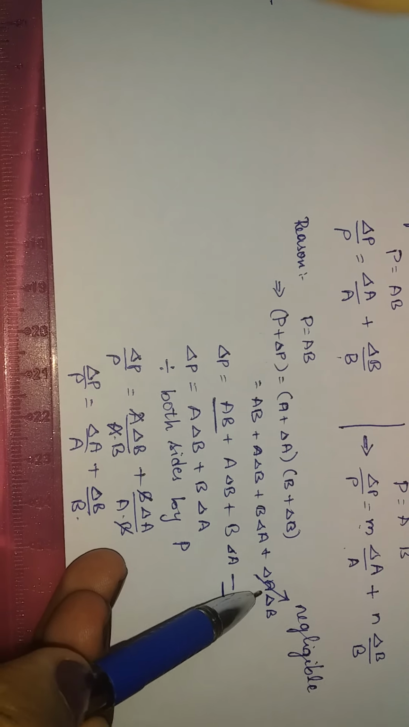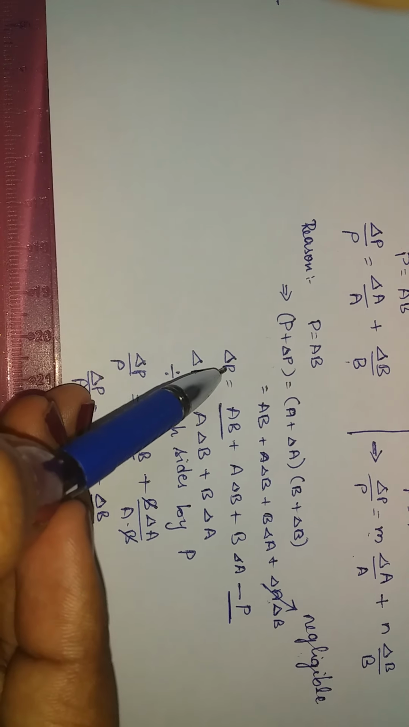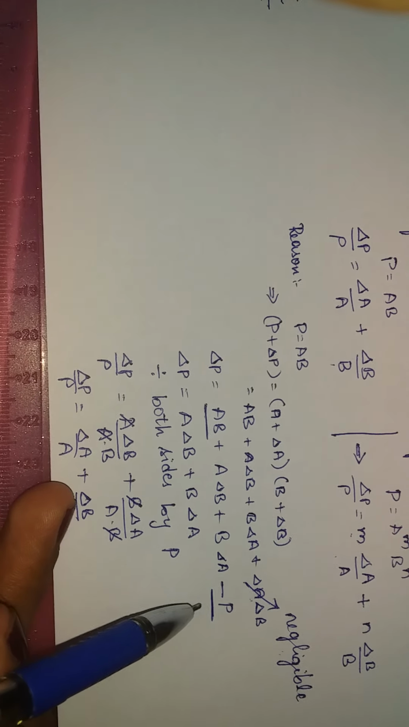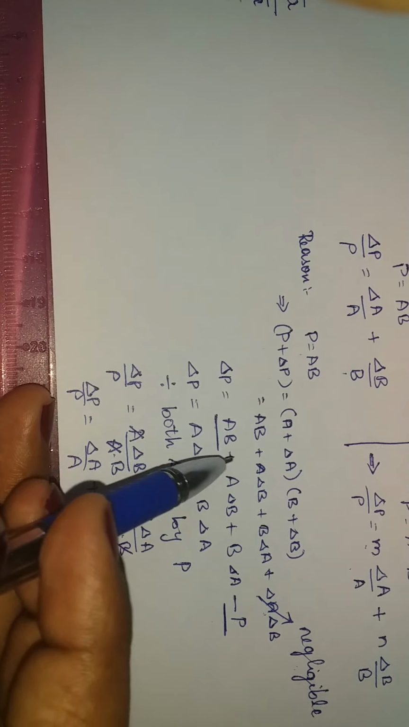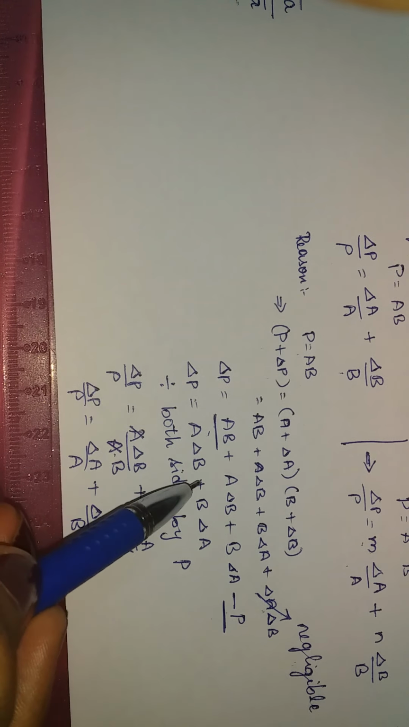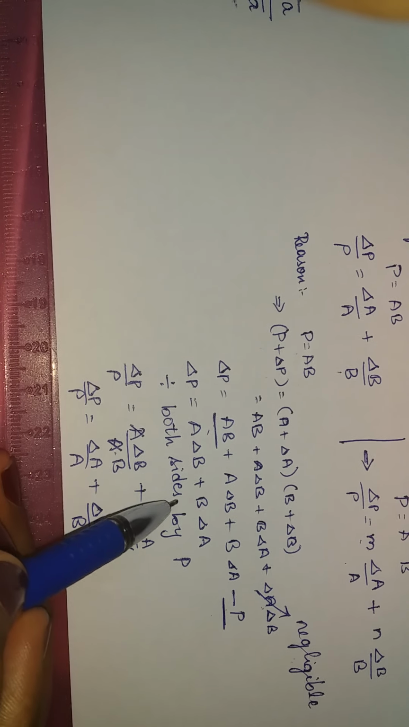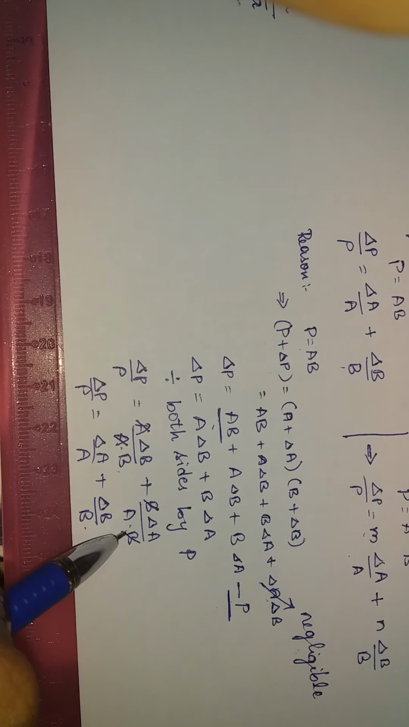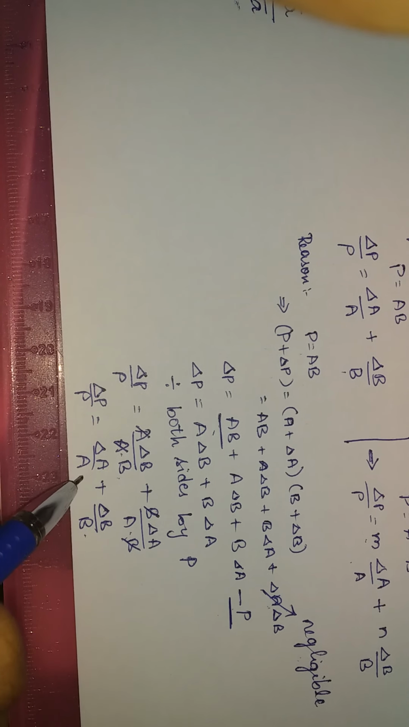So this value delta a delta b is negligible here. You neglect that. And now this delta P, you have taken this P onto the right hand side, so it has become minus P. As I have already mentioned, P is AB, so AB and minus P cancel. Now this delta P is nothing but A delta B plus B delta A, and I'm dividing both sides by P. P equals AB, so here I have divided by AB, and here by P. On cancellation you get this.